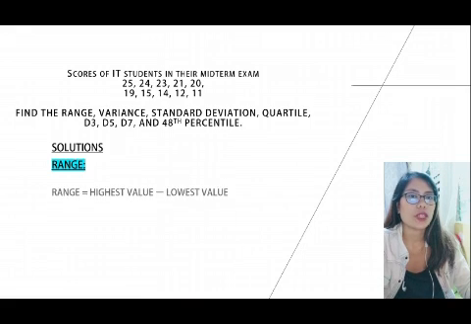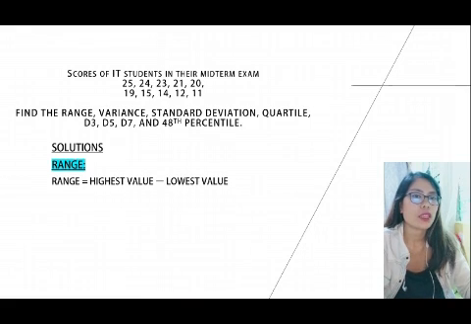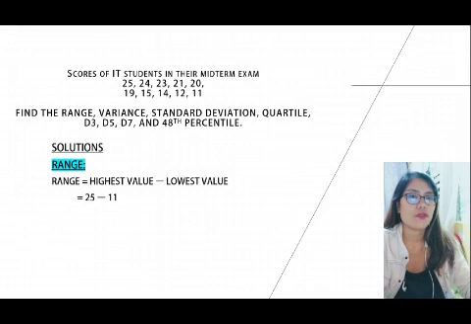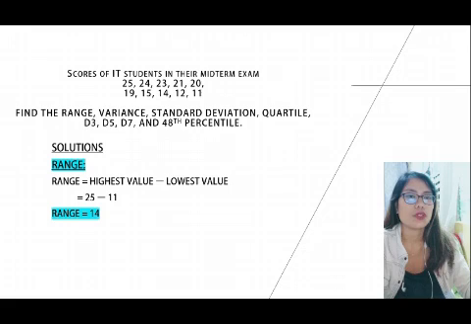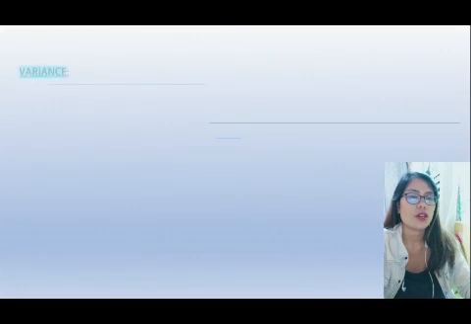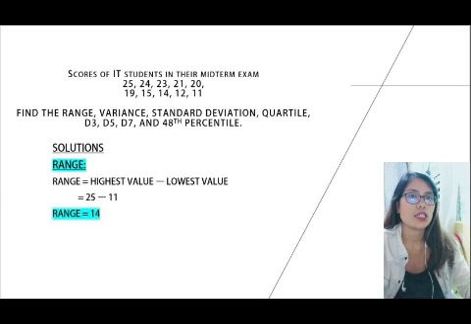So first we're going to get the range. Here's the solution. On getting the range, first you need to locate the highest value and the lowest value. Here in the given, the highest value was 25 and the lowest was 11. So you're going to get the difference, and we're going to have a total of 14 for the range.